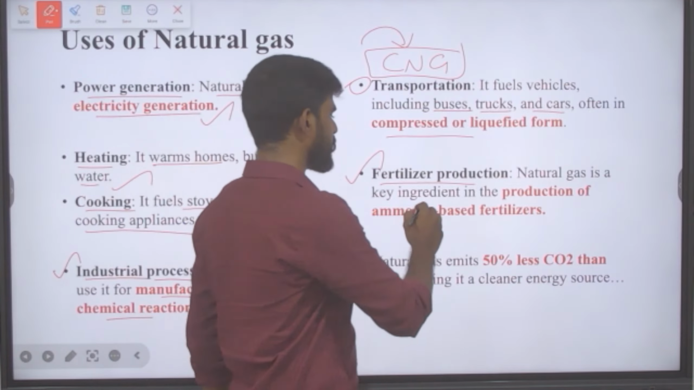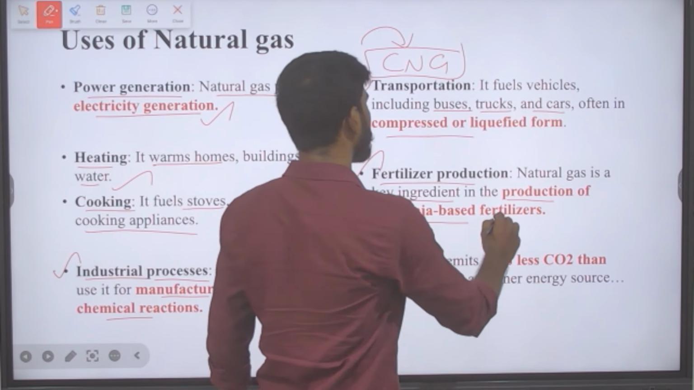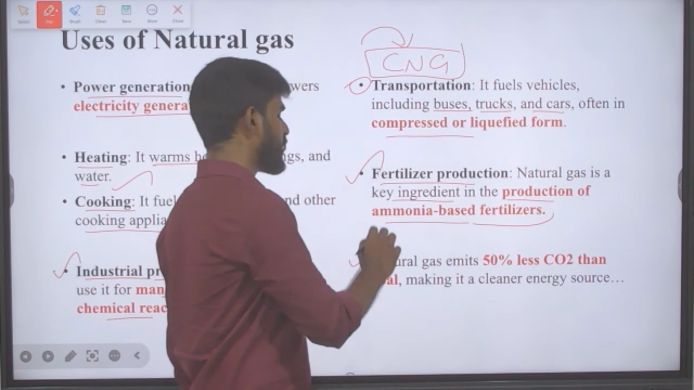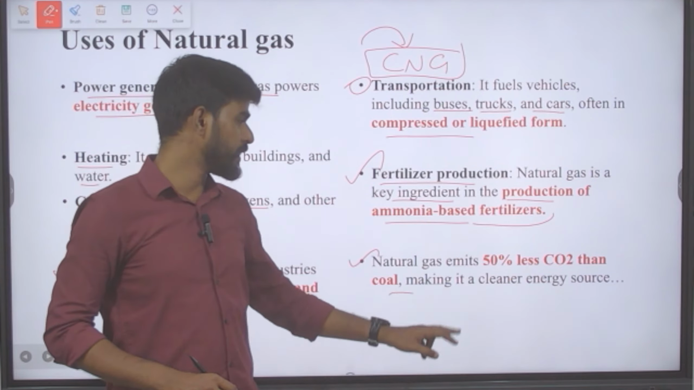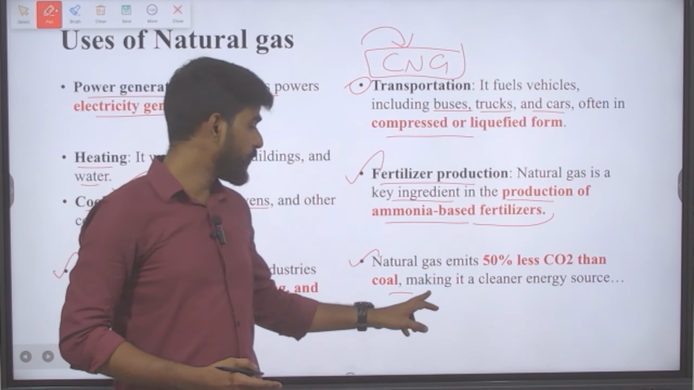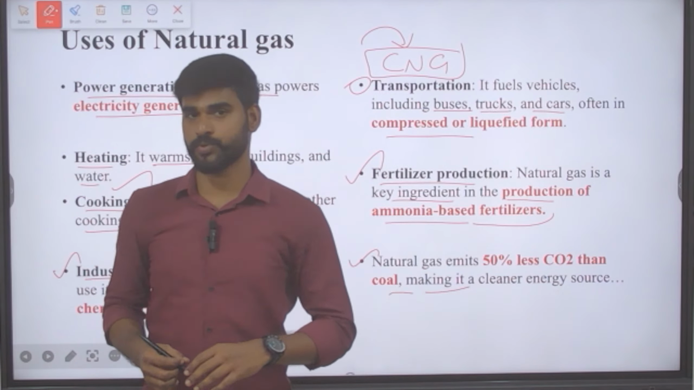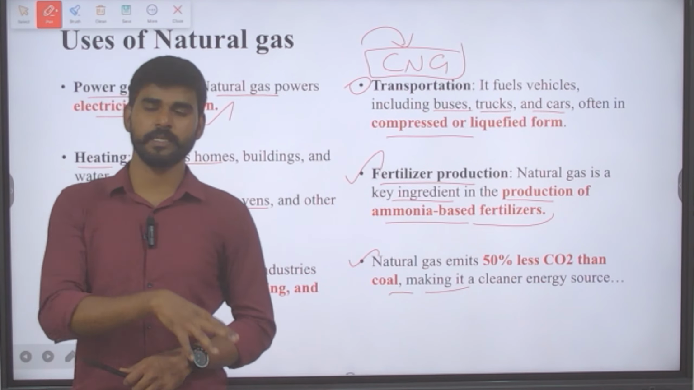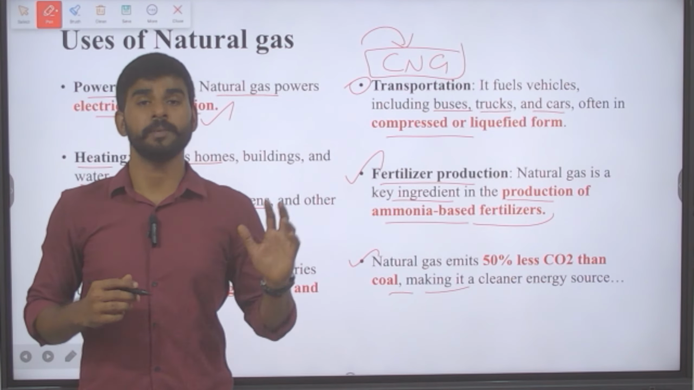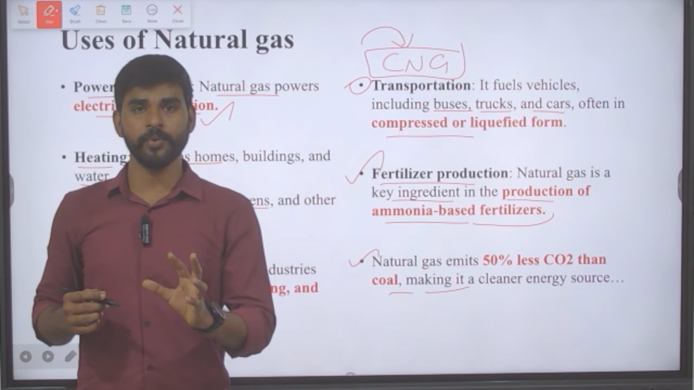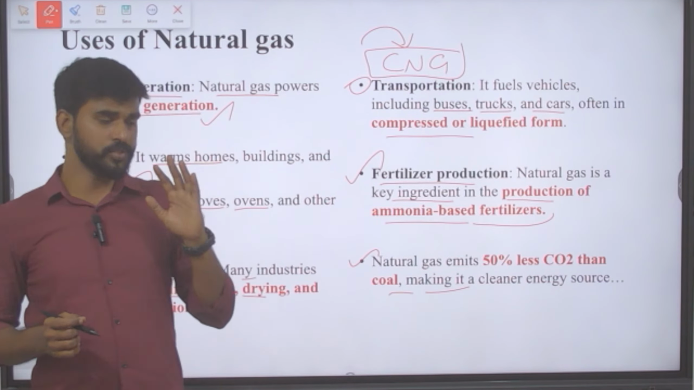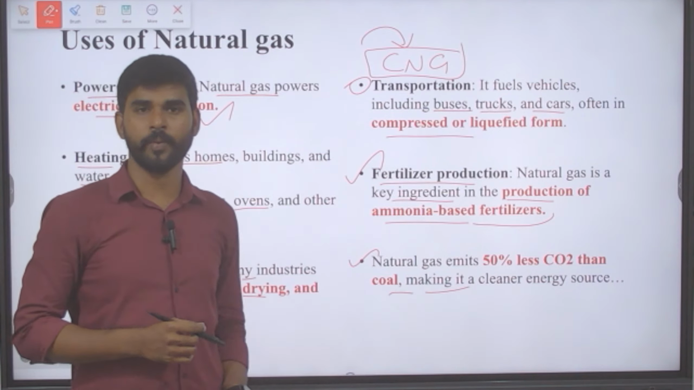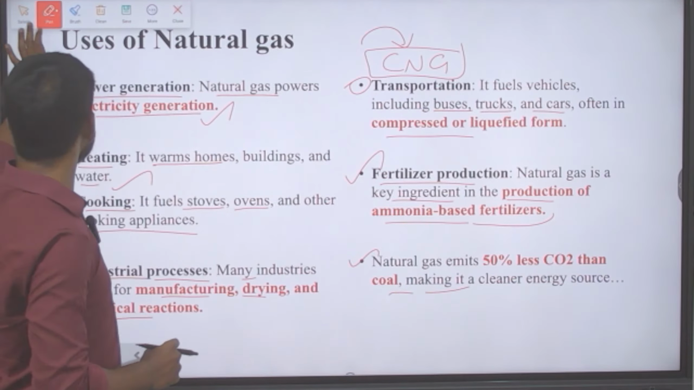So natural gas is a key ingredient in the production of ammonia based fertilizers, and natural gas emits 50% less carbon dioxide than coal, making it a cleaner energy source. So when compared to coal, it is emitting lesser carbon dioxide, but still it is a fossil fuel which emits carbon dioxide. That must be kept in mind. Okay, so this is what we need to know from this particular topic, that is bridge fuel.